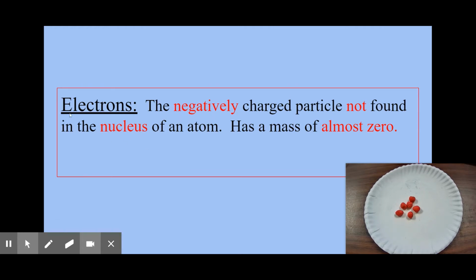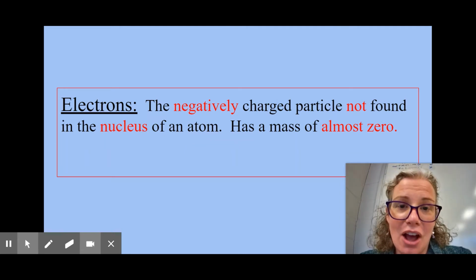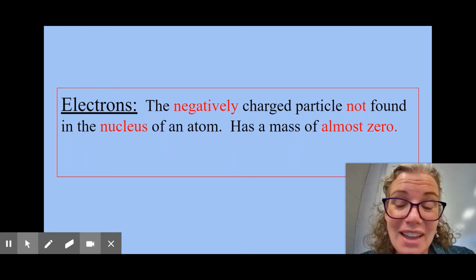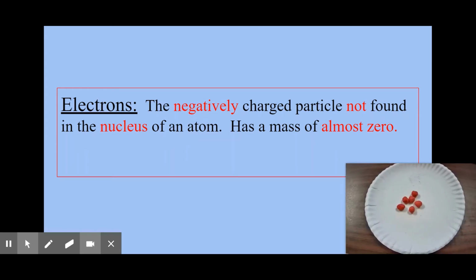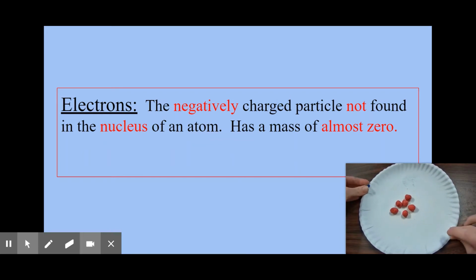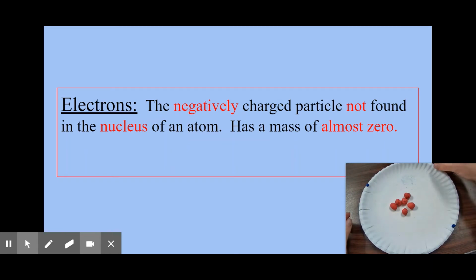We're going to need to add in electrons. These are negatively charged particles found not in the nucleus, and they have a mass of almost 0. So if you think of the stereotypical scientist, are they going to say, oh, let's just ignore the mass of the electrons? Well, they do, and that should tell you how teeny these electrons are, so make them small enough out of clay to do justice to their real size.